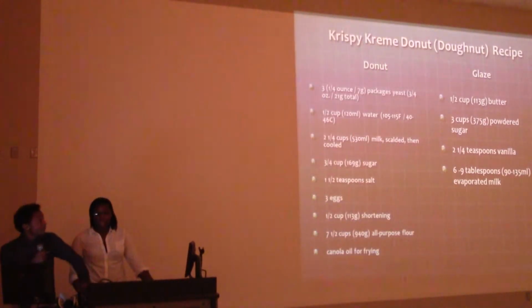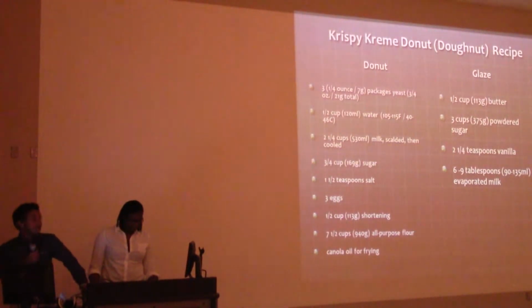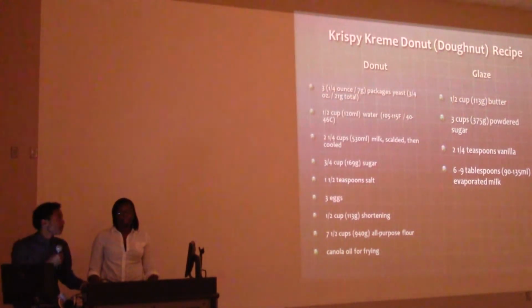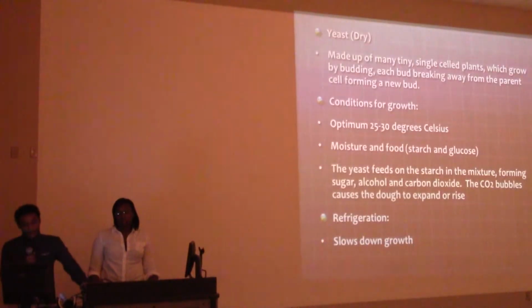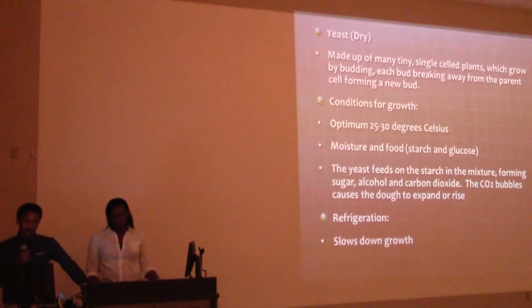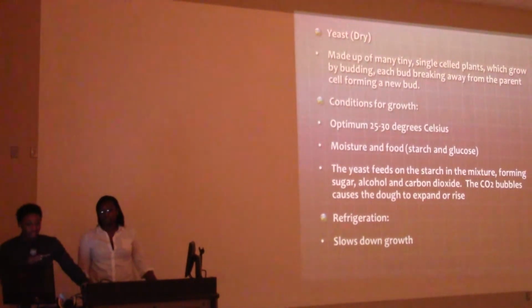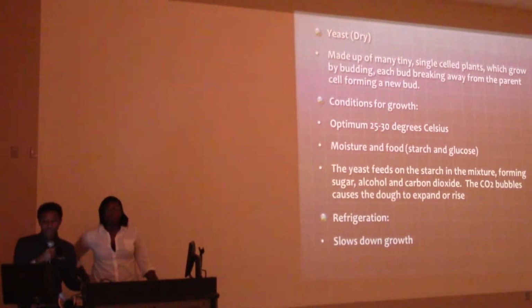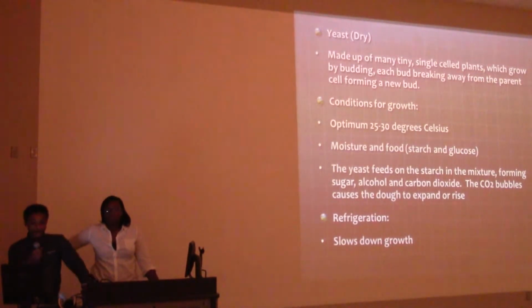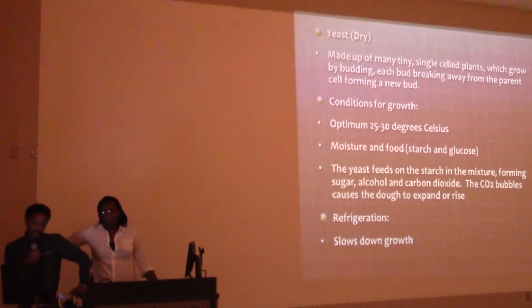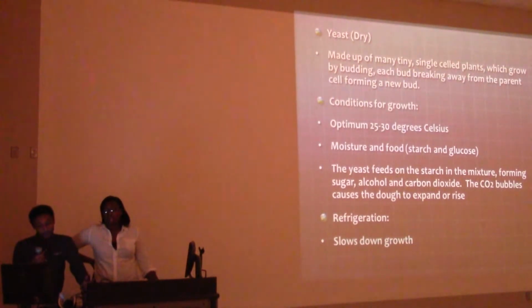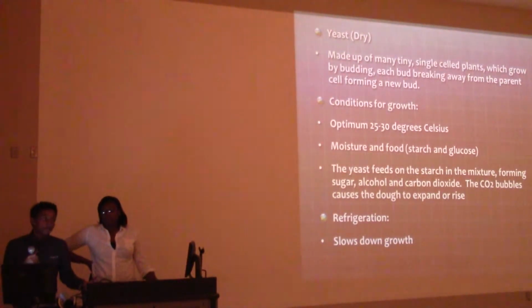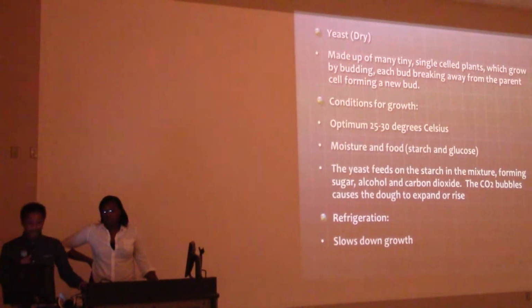So here's just a general ingredients list. This doesn't differ much from the list we gave you earlier. So we'll move on. The reason yeast is used in the production of donuts, we'll just give a general definition of what yeast is. It's made of tiny single-celled plants which grow by budding. Each bud breaks away from the parent cell, forming a new bud. Brianna will go into this in greater detail. It does have an optimum of 25 to 30 degrees. It feeds on the starch in the mixture, forming the gas which makes the bread rise. Refrigeration does slow down the yeast, as mentioned before.